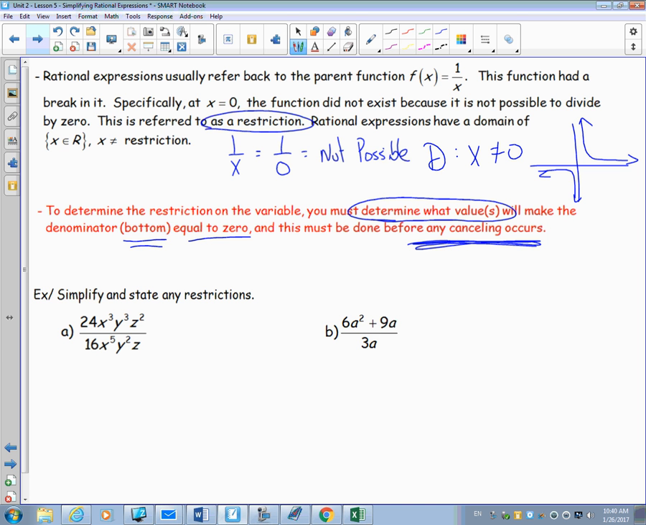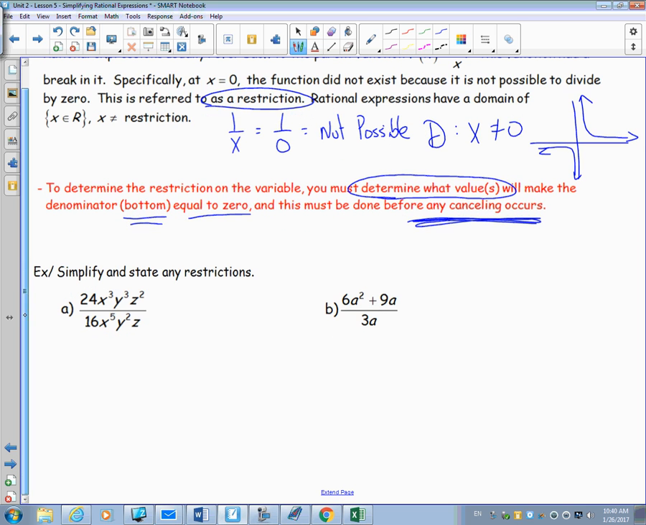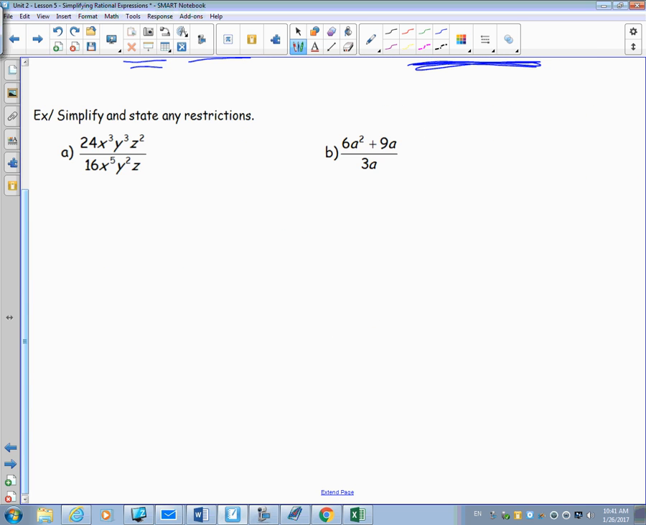Okay. So let's take a look at some of these things. I'm going to simplify and then I'm going to state restrictions, things where this function doesn't actually exist. So here's a different one for us. Do I have anything that's multiplying in here? Well, when we write numbers and letters together, that signifies multiplying. So this entire expression is multiplying. So I can cancel things as long as they're the same on the top and the bottom. So for example, 24 and 16 are both divisible by 8. If I divide them both by 8, I get 3 over 2.